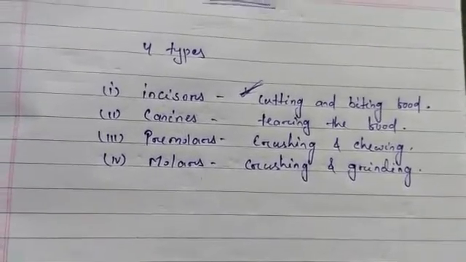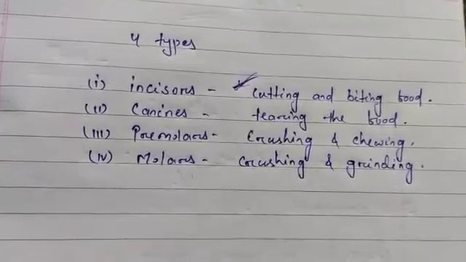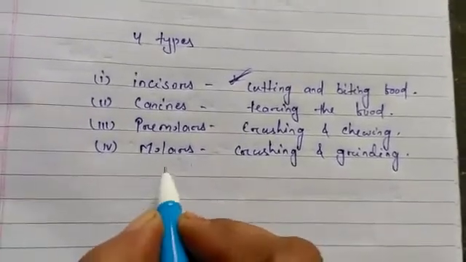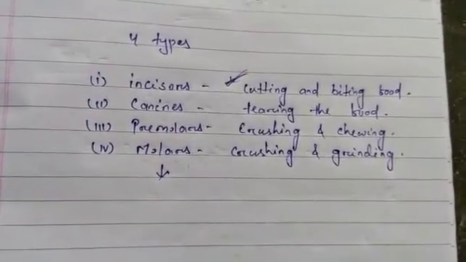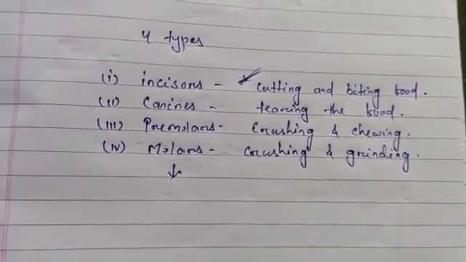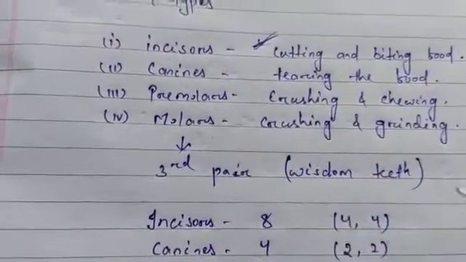Among the molars, the third pair of molars is known as the wisdom teeth. Molars are flat, they have sharp ridges, and they help in crushing and grinding the food item. The third pair of molars is known as the wisdom teeth.